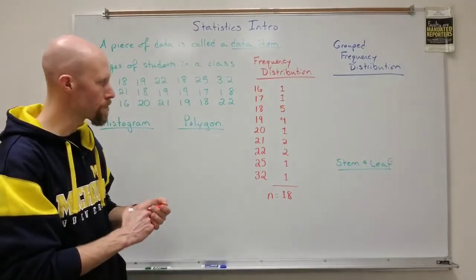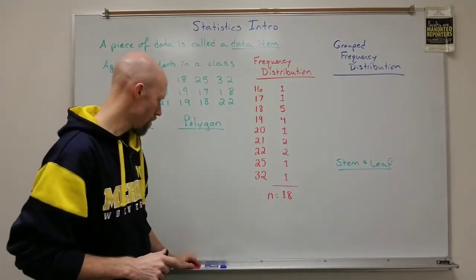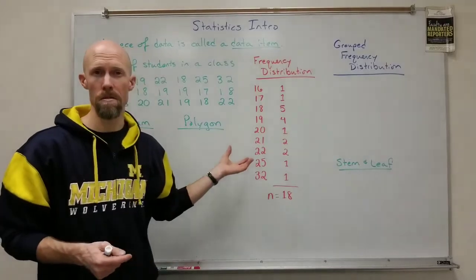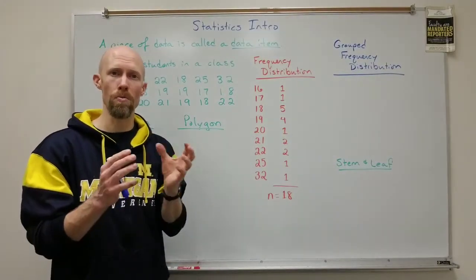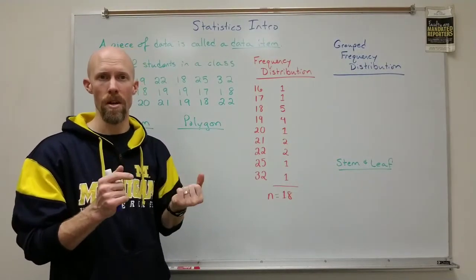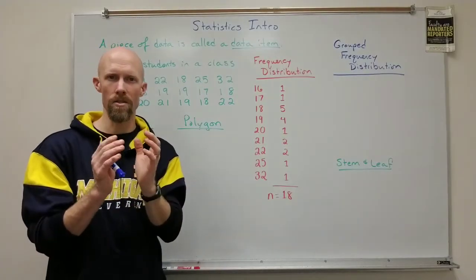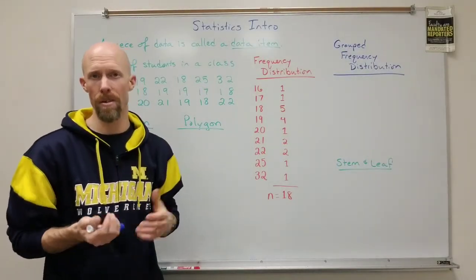Now, a grouped frequency distribution can be a little nicer in some sense. Basically, we group these into categories. And so maybe we take all the teens, all the 20s, and all the 30s together, something like that.